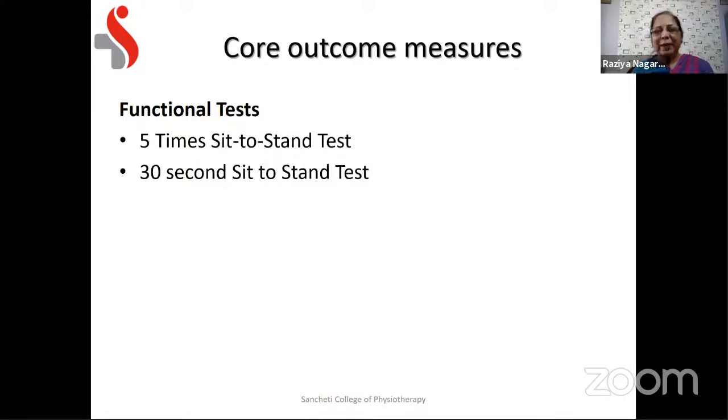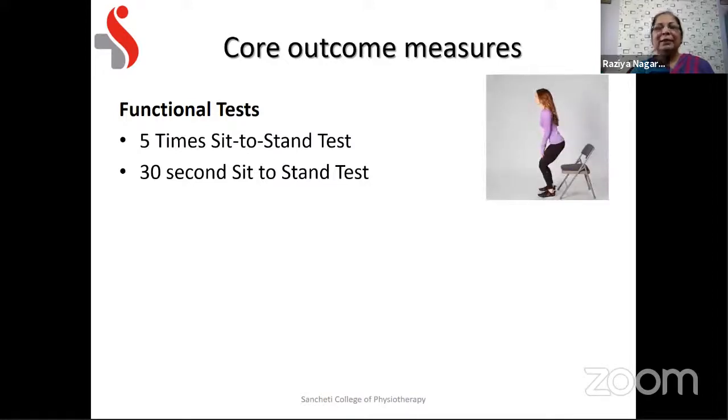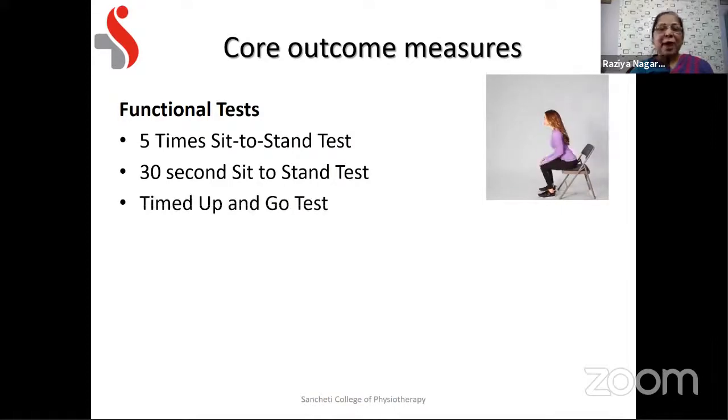5-time sit to stand test, or ask the person to do the sit to stand test for 30 seconds. When the person is doing the 5-time sit to stand test, see how much time the person takes to complete it. Usually it takes 5 seconds, or in 30 seconds, how many times the person can do sit to stand. This not only checks the aerobic capacity, but it checks the lower limb muscle strength.